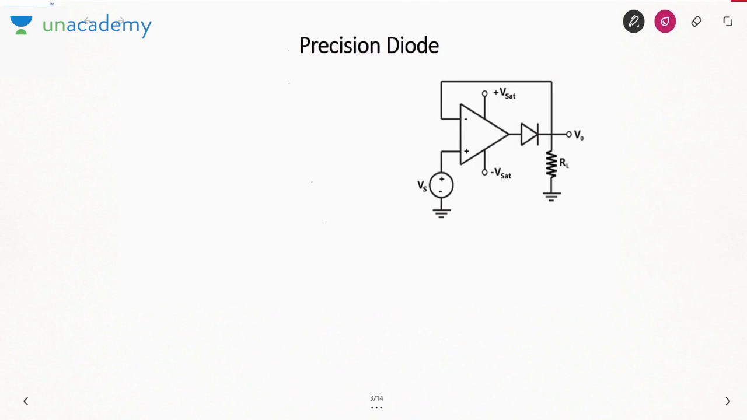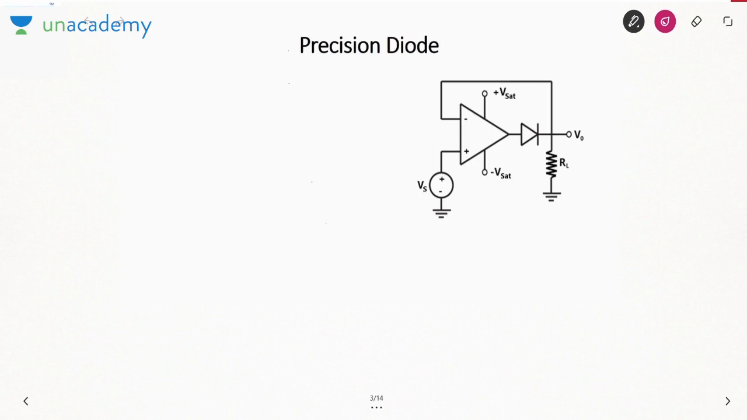Moving to the next device, called the precision diode. Now when we talk about a practical diode, what happens? A diode basically conducts in one direction, from anode to cathode, and if you apply reverse voltage, the diode does not conduct. It is a very simple device. If you apply a positive voltage, or forward biasing, it will conduct. If you apply reverse biasing, it will not conduct.